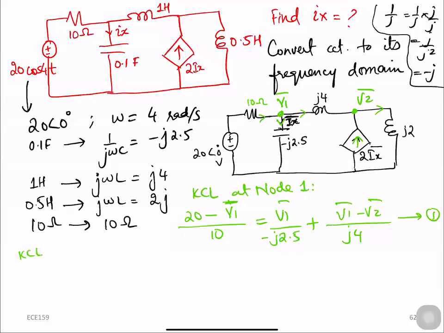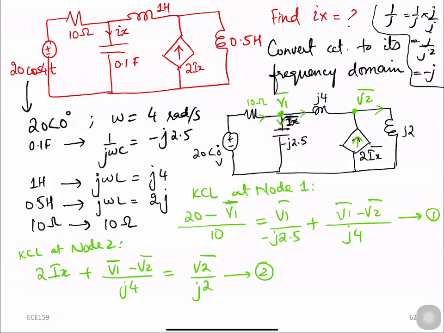Similarly, we can write KCL at node 2. So we have a current entering, which is the dependent current source 2Ix, and there is another current entering, which is coming from the inductor j4. Remember the current is entering from V1 to V2. So we will start it from V1 minus V2 divided by j4 equals the current leaving, which is V2 divided by j2. This is our second equation.